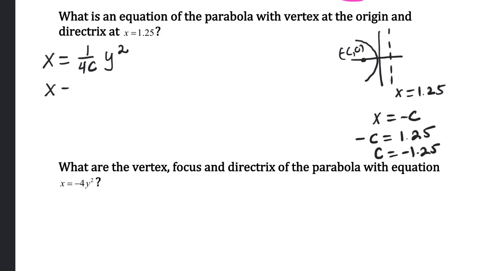So we have x equals 1 over 4 times -1.25, let me fix this, times y squared. Therefore, the equation is x equals negative 1/5 y squared.